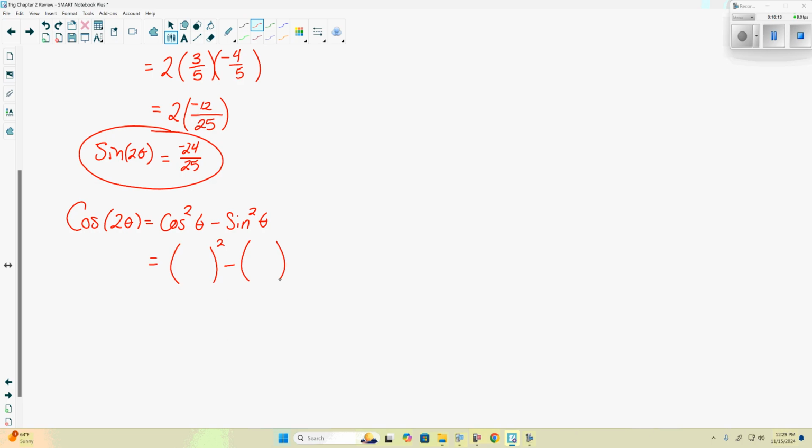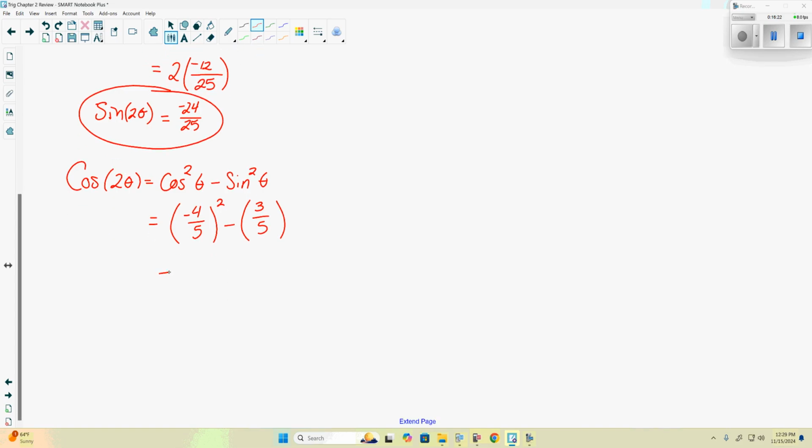Now we know cosine of theta is negative 4/5. Sine of theta is 3/5. Now if we square these, 4/5 squared is going to be 16/25. And 3/5 squared is going to be 9/25, which will tell us that this is 7/25.